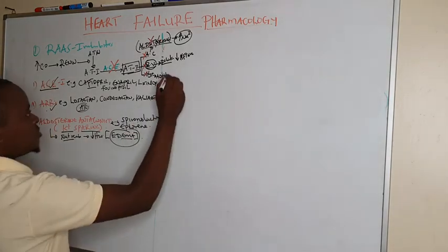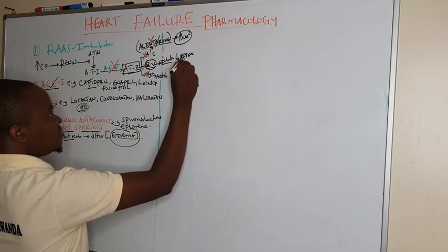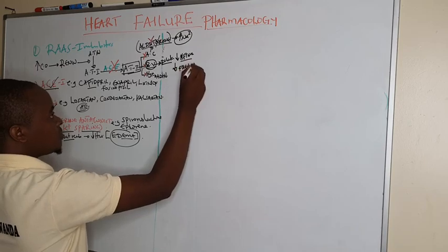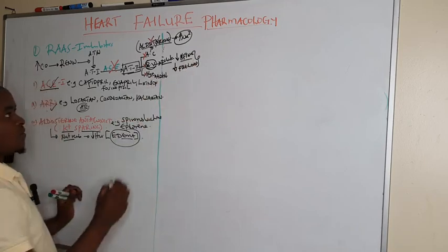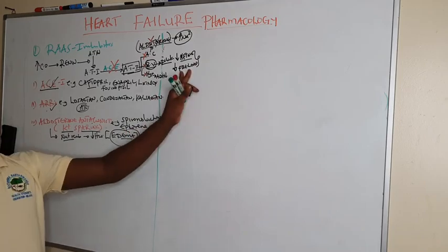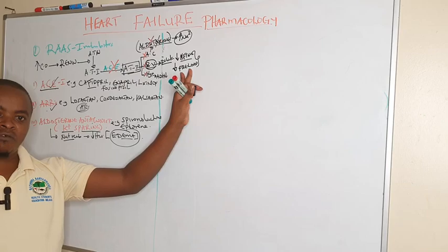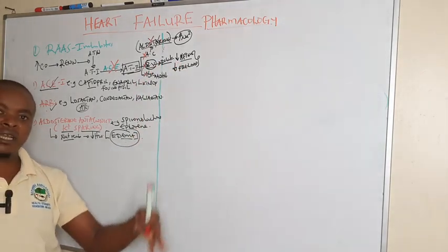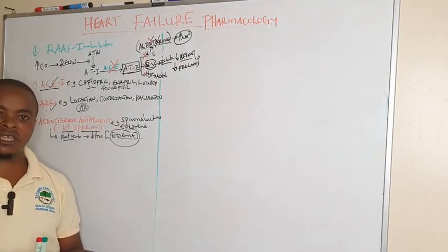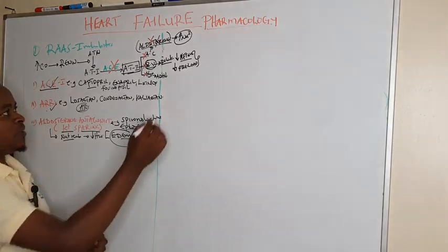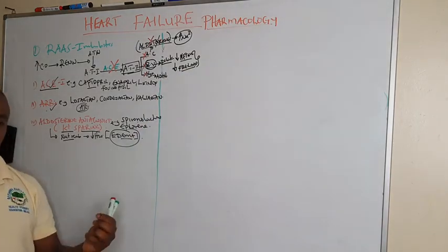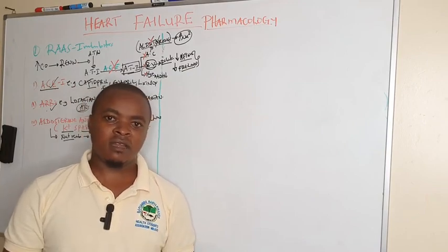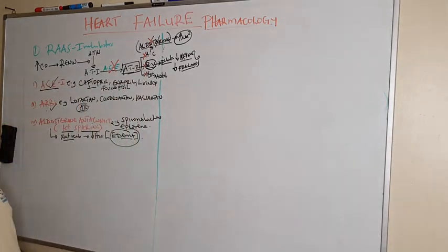So preload will also be reduced. So there is reduced afterload and reduced preload. And all these can result in solving our problem of heart failure. If I decrease afterload, the ventricles can be able to pump blood. Then if I reduce preload, I'm reducing the workload of the heart. Hence, I can solve the problem of heart failure.